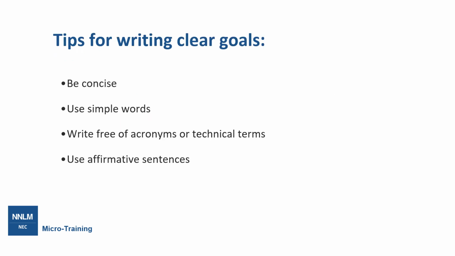Here we have a few recommendations for writing goals. First, be concise. It means go straight to the point. For example, you do not need to give lots of explanations or theory behind the goal. Use simple words. As much as possible, write free of acronyms or technical terms. Use affirmative sentences. Avoid negation, and most importantly, avoid double negation. You want your goal to be proactive. The goal describes what will happen, not what isn't going to happen.